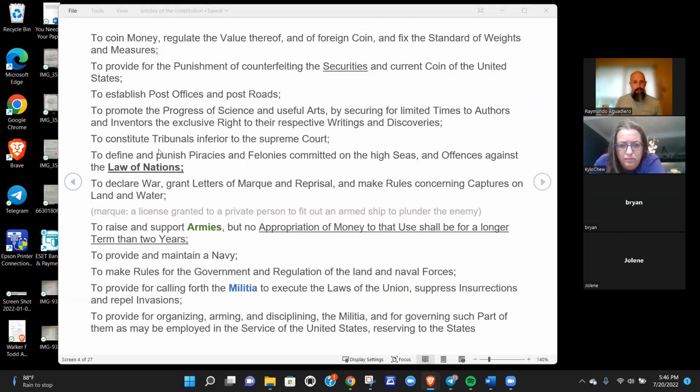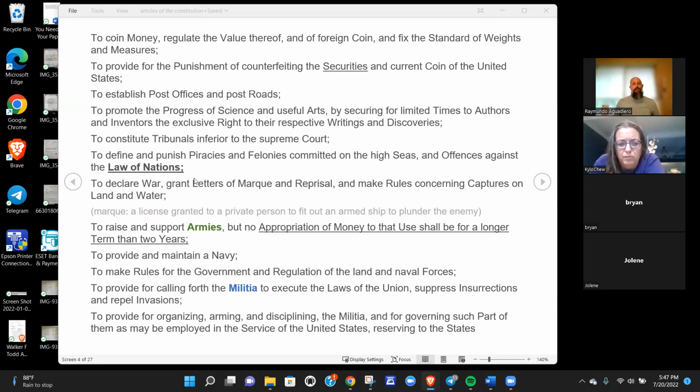So here, it talks about piracies and felonies committed on the high seas and offenses against the law of nations. You know, piracies and felonies committed on the high seas are from state to state, nation to nation. The waterways don't handle individuals. An individual will sink on the waterways. Only basically states, armies, governments, things created by man.